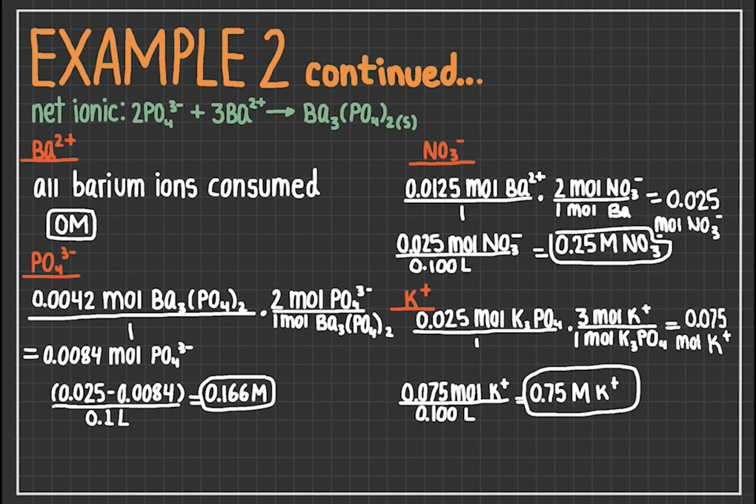So we ended up with a solution that is 0 molar of barium ions, 0.166 molar for phosphate ions, 0.25 molar for nitrate ions, and 0.75 molar for the potassium ions.